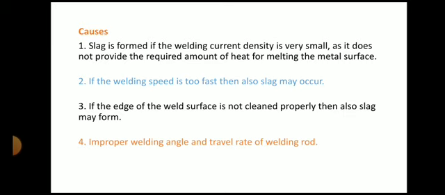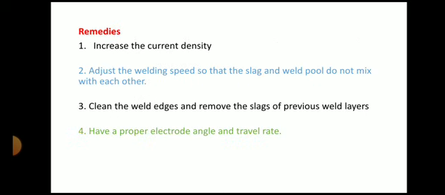If the welding speed is too fast, then also slag may occur. Then if the edge of the weld surface is not cleaned properly, and then improper welding angle and travel rate of the welding rod. So these are the possible causes for slag. Remedies: increase the current density, adjust the welding speed, clean the edges, and have a proper electrode angle and travel rate. So these are the remedies.